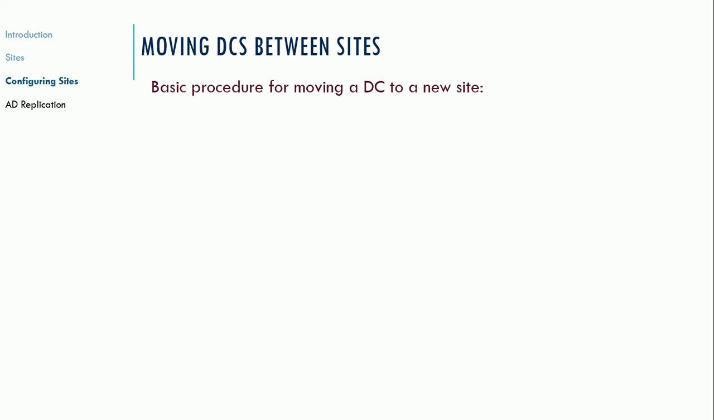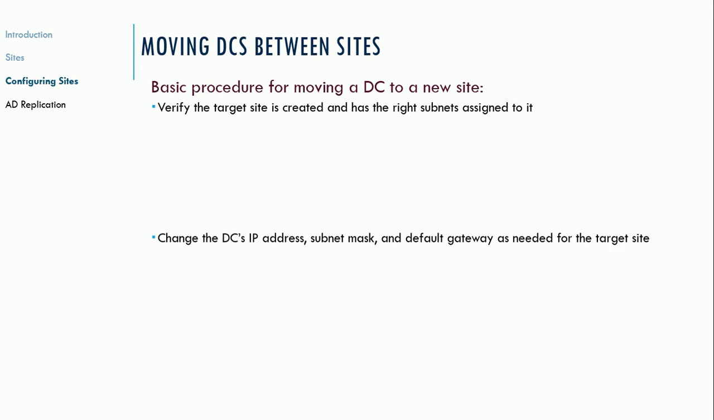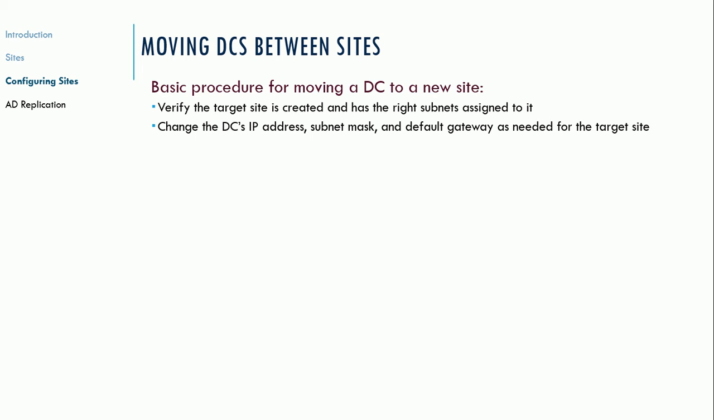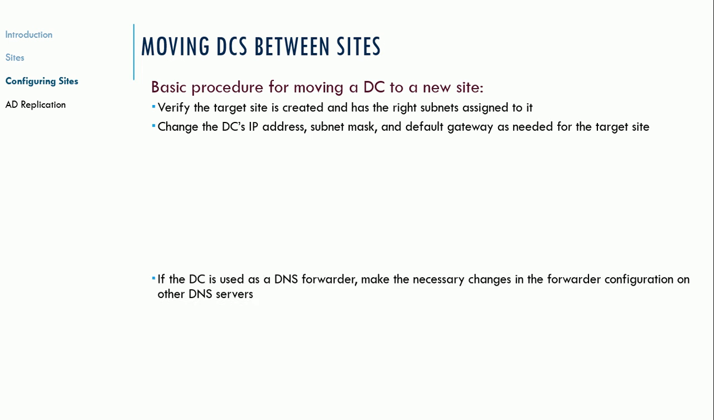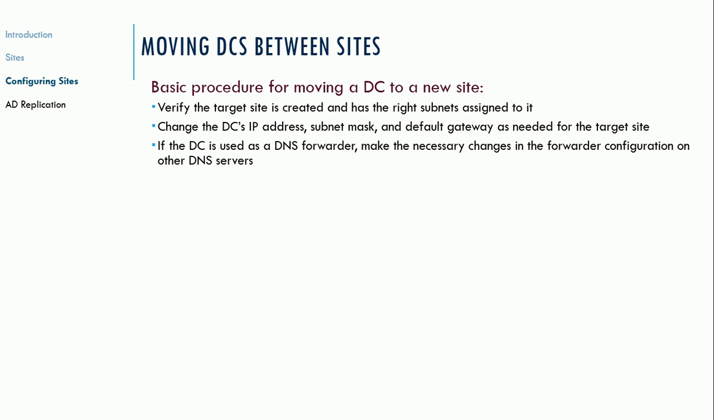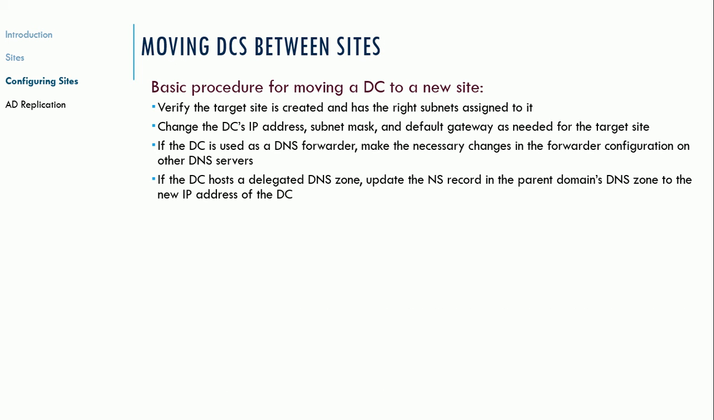And finally, once you have these sites set up, you may have a need at some point to move a domain controller from one site to another. So the basic procedure for moving a domain controller to a new site: first you're going to verify the target site is created and has the right subnets assigned to it. Then you're going to change the domain controller's IP address, subnet mask, and default gateway as needed for the target site. So basically change the IP address for the new site where it's going to be located. If the domain controller is used as a DNS forwarder, make any necessary changes in the forwarder configuration because it's going to be in a new subnet.